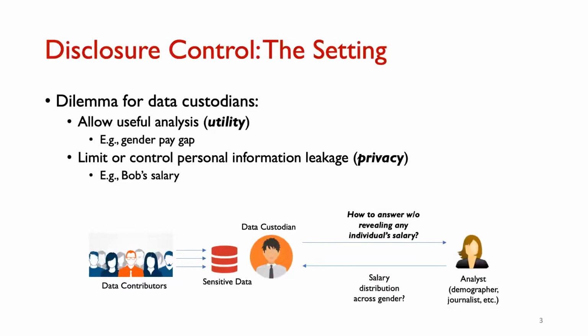So the setting that we are focusing on is that of disclosure control. A data custodian is in charge of some sensitive data from a set of data contributors or individuals, and the custodian would want to have analysts, such as a demographer or a journalist, have access to some statistical insights from this data, but at the same time would like to provide privacy for the individuals or contributors.